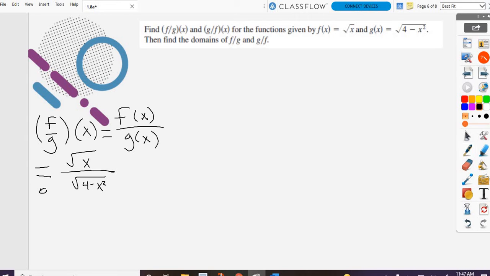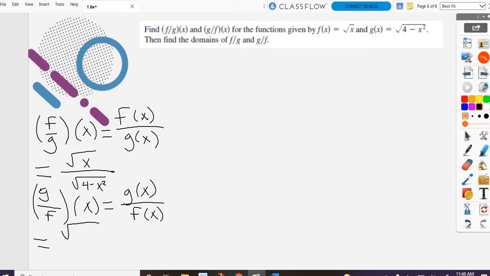And then they also ask us to find g divided by f of x. So what is that one going to be? Basically, our original fraction just flipped. So the square root of 4 minus x squared divided by the square root of x. That takes care of the first step, which is really short. Now the next step, finding your restrictions in your domain, is what's going to take a little bit longer. So how many functions are we combining?